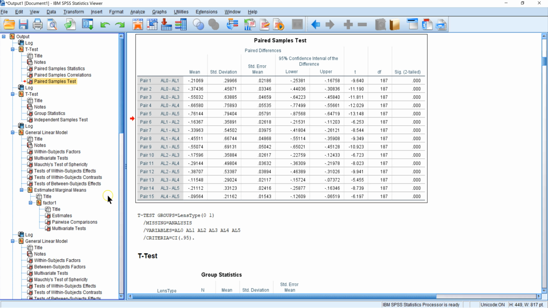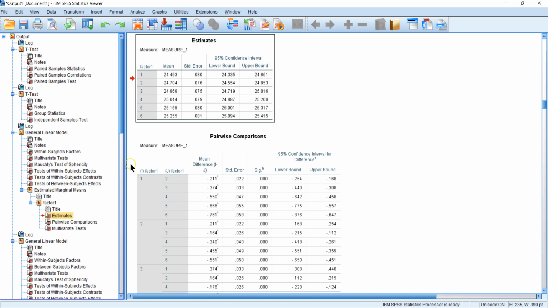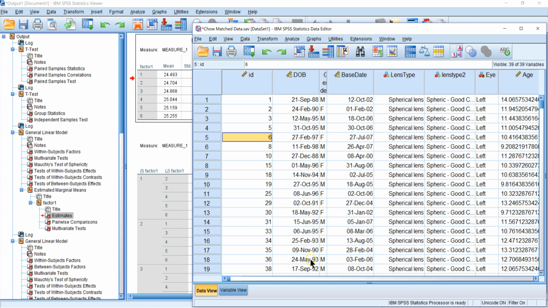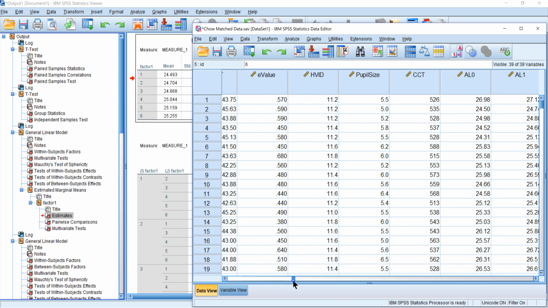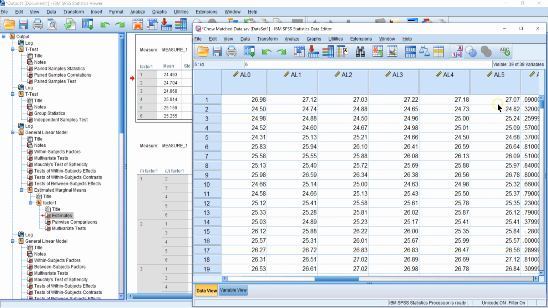And let's just take a quick look to see what the problem or the issue is. Here is a general linear model. We're using the Chow data. For the general linear model, the data is run horizontally. So each subject has a year, we have 6 years, and each year is represented by a column of data. So let's take a quick look. We have the data in this direction.